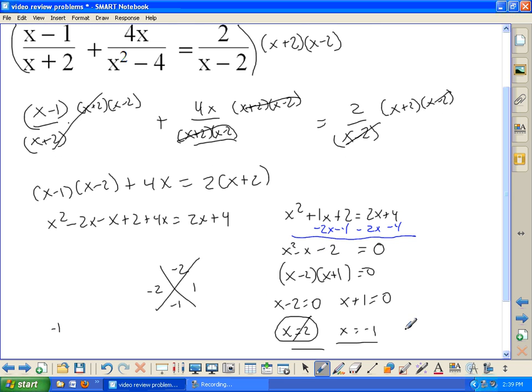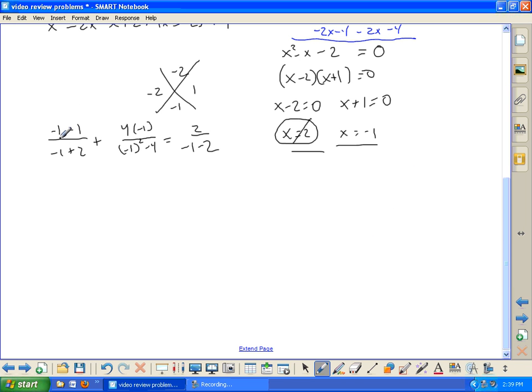When you go negative 1, this negative 1 plugged in for the x, minus 1 over negative 1 plus 2, plus 4 times negative 1 over negative 1 squared minus 4. That should equal 2 over negative 1 minus 2. So let's simplify this out. Negative 1 minus 1 is a negative 2. Negative 1 plus 2 is 1. 4 times negative 1 is negative 4. Negative 1 squared is 1. 1 minus 4 is negative 3. That's supposed to equal 2 over negative 1 minus 2, which is a negative 3.